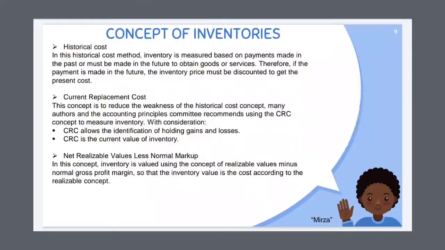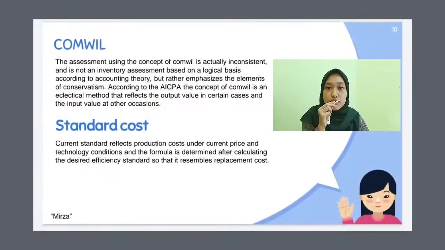Okay, next concept of inventories. The first, historical cost. In the historical cost method, inventory is measured based on payment made in the past or must be made in the future to obtain goods or service. Therefore, if the payment is made in the future, the inventory price must be discounted to get the present cost.